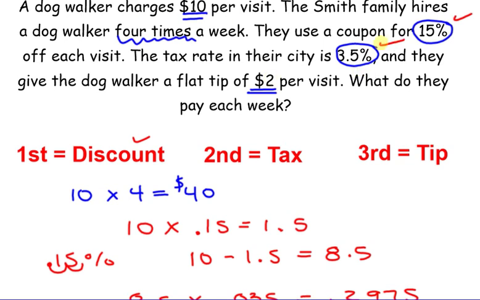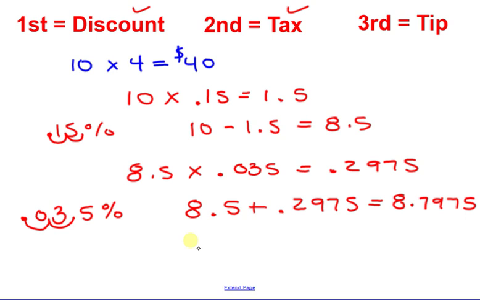Okay? Scroll back up. I've taken care of my tax. Now I have my tip. Now the thing about the tip is it's not a rate. It's not a percentage. It's just a flat $2 per visit. So if I pay 8.7975 per visit plus $2, what is that going to be? It's going to be 10.7975. Now, that's how much they pay for one visit, but they come 4 times a week.